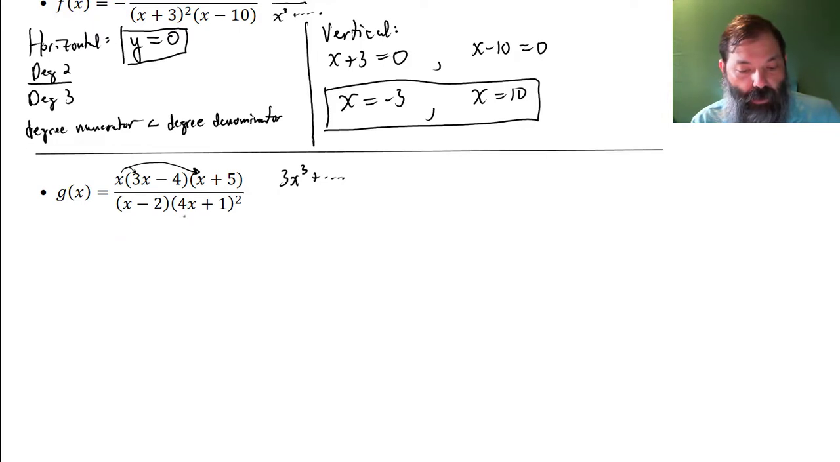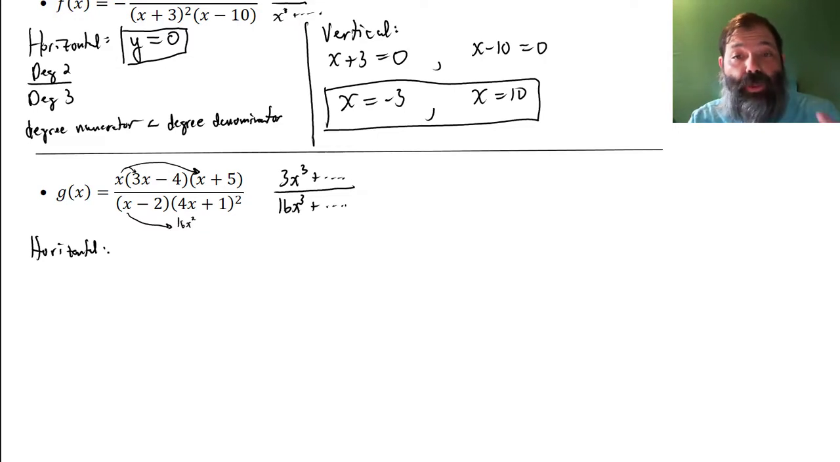In the denominator, let's focus first here. I have a 4x squared. That's a 16x squared, but I have that being multiplied by an x. So in the denominator, I'd have a 16x cubed and other terms. So for the horizontal asymptote, if there is one, well, now I have a degree 3 in the numerator over a degree 3 in the denominator.